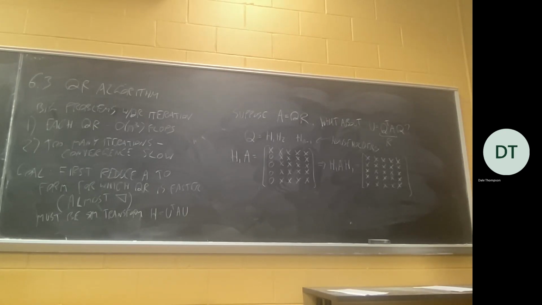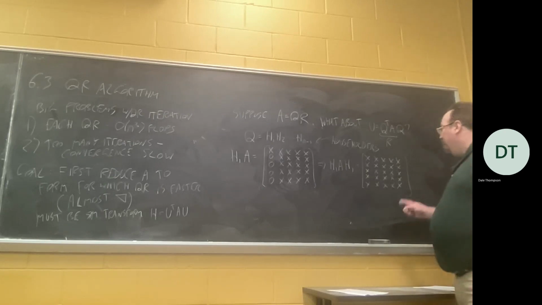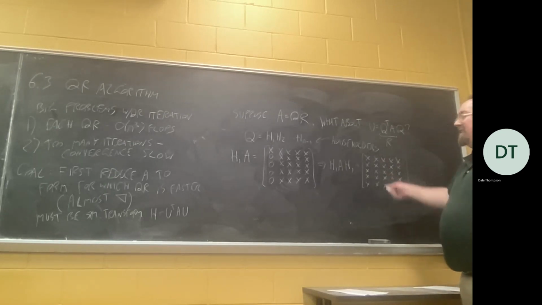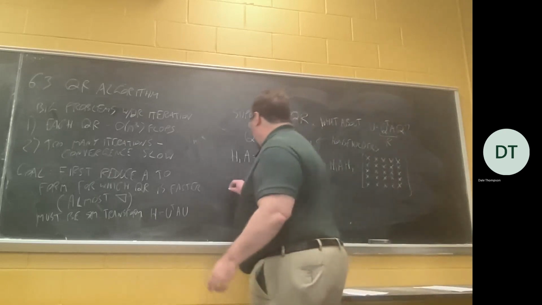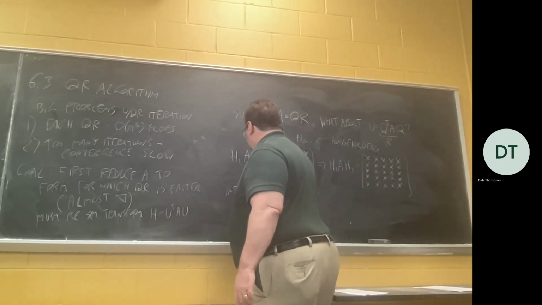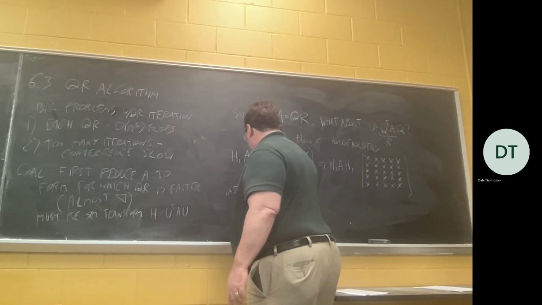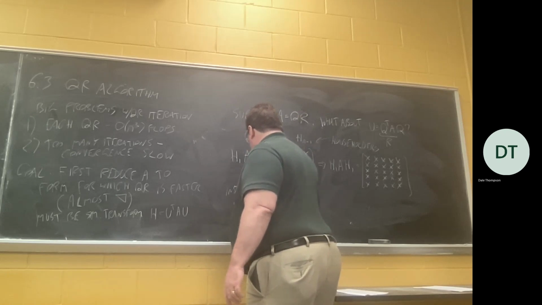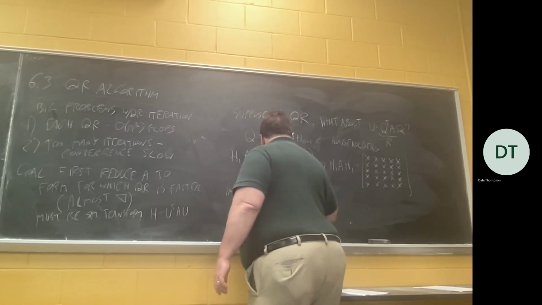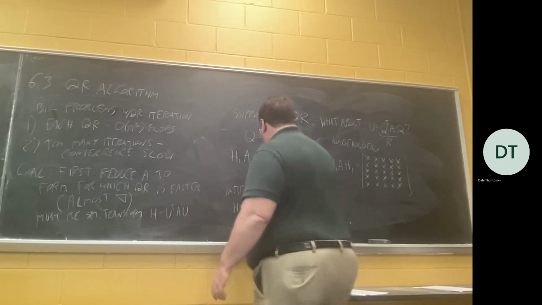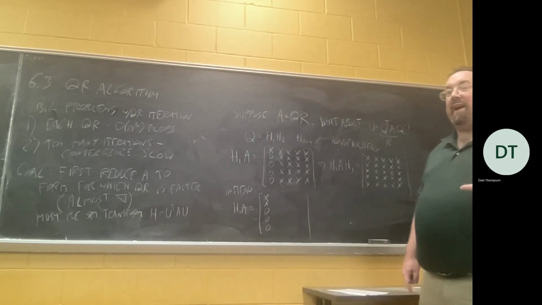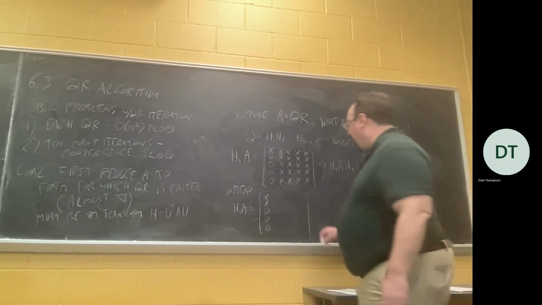So let's try something else. The thing is, we wanted the first row to be untouched. So we need a transformation that's not going to mess with the first row of A when we apply it on the left. So instead, let's choose a Householder transformation that will zero all but the first 2 entries of the first column.